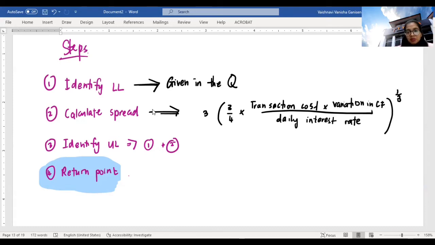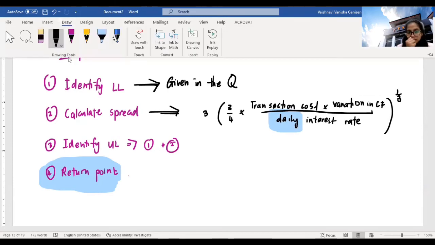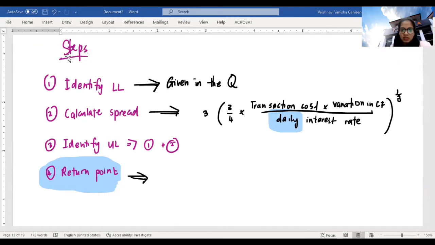Okay, please remember this is very important. You need to identify what is your daily interest rate, and then the formula for your return point will be 1 over 3 multiplied by spread plus lower limit. 1 over 3 multiplied by spread plus lower limit.